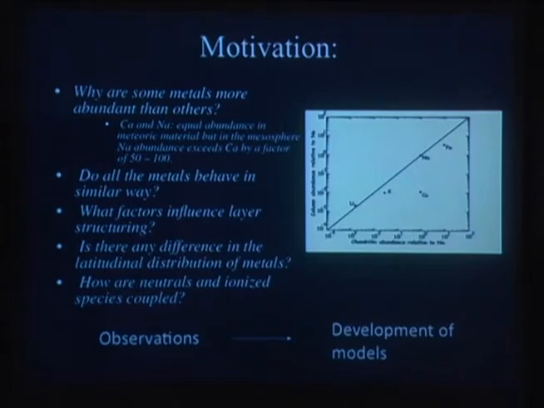And other reasons are: do all the metals behave in the same way? What are the factors that influence layer structuring? What is the latitudinal difference in the distribution of the different species? And how are neutral and ion species coupled together? These observations are important to develop models because we can constrain certain parameters in the model if we know what the composition is, or what the electron density is, or what the ion concentration is at a particular place.